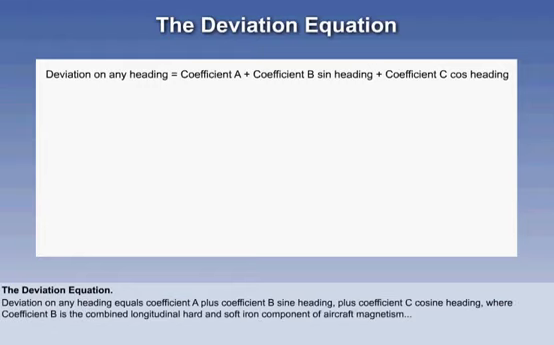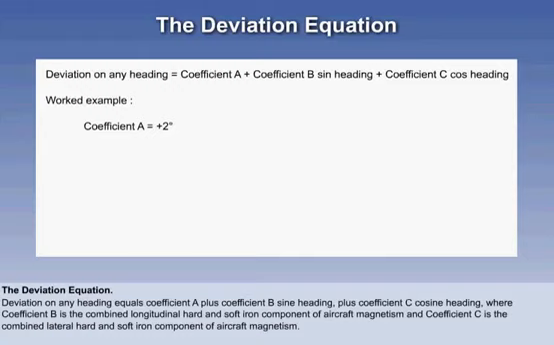Coefficient B is the combined longitudinal hard and soft iron component of aircraft magnetism, and coefficient C is the combined lateral hard and soft iron component of aircraft magnetism. Let's work through an equation. So let's suppose coefficient A is plus 2 degrees, coefficient B is plus 3 degrees, and coefficient C is minus 4 degrees. And we will say the compass heading is 060 degrees.